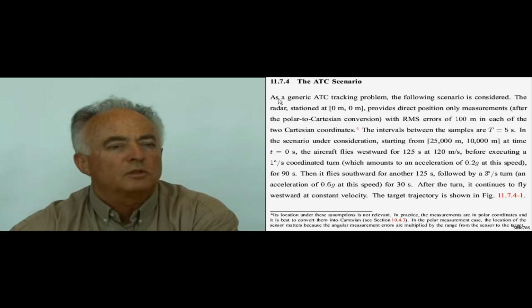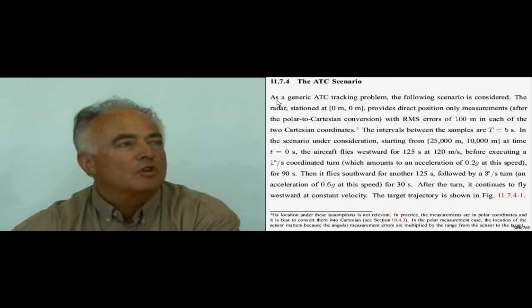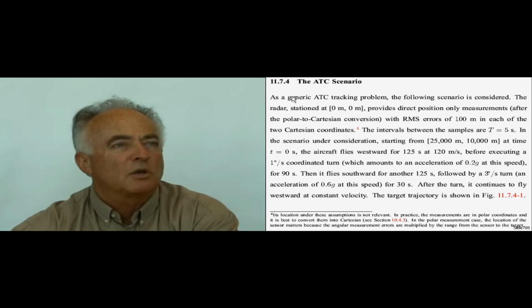We'll consider a generic ATC tracking problem. We have a sensor at the origin, which provides measurements with 100 meter standard deviation in each of the two Cartesian coordinates. Actually, the location of the sensor really doesn't matter if the measurements are Cartesian. Samples are taken every 5 seconds.